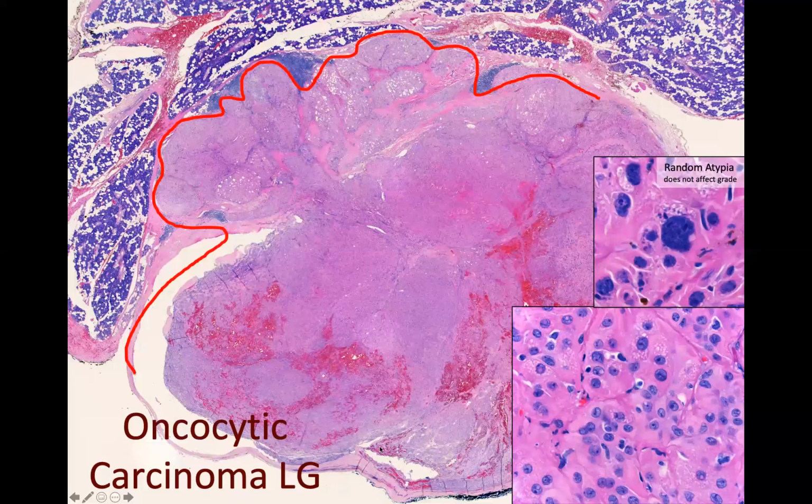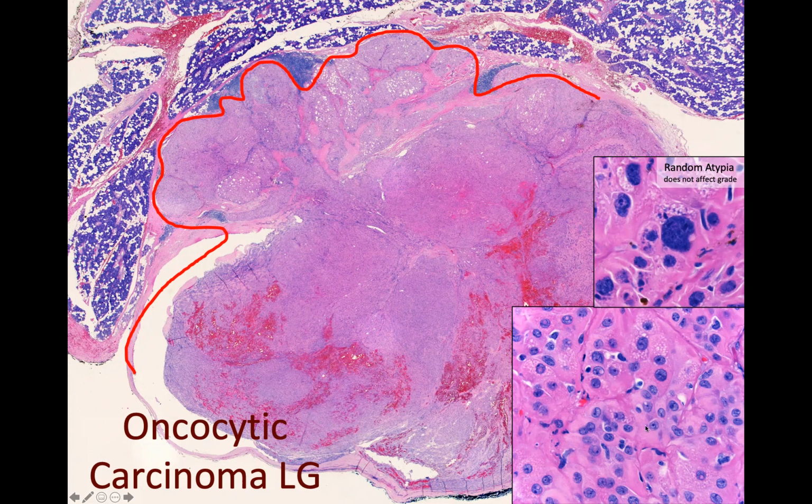You can see there was a benign low-grade oncocytoma out here with a clean edge at the bottom, but then a lobulated infiltrative pattern with fibrosis at the opposite edge. You can have random, almost endocrine type atypia or random oncocyte type atypia. This should not affect your diagnosis of benign, malignant, or malignant grade.